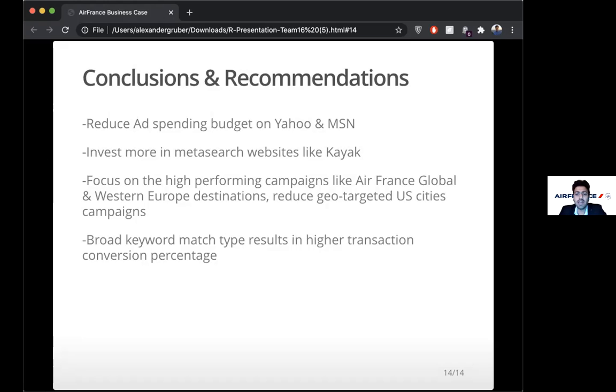We would like to invest that budget in metasearch websites like Kayak, which will reduce the profit margin, but higher ticket sales will increase revenue. For campaigns, we would recommend AirFrance should focus on AirFrance Global and Western Europe destinations, as these are high performing campaigns, and stop campaigns which are geo-targeted to US cities. This will increase the return on ad spend, and to improve these campaigns, we need to use broad keywords which have a high transaction conversion percentage.